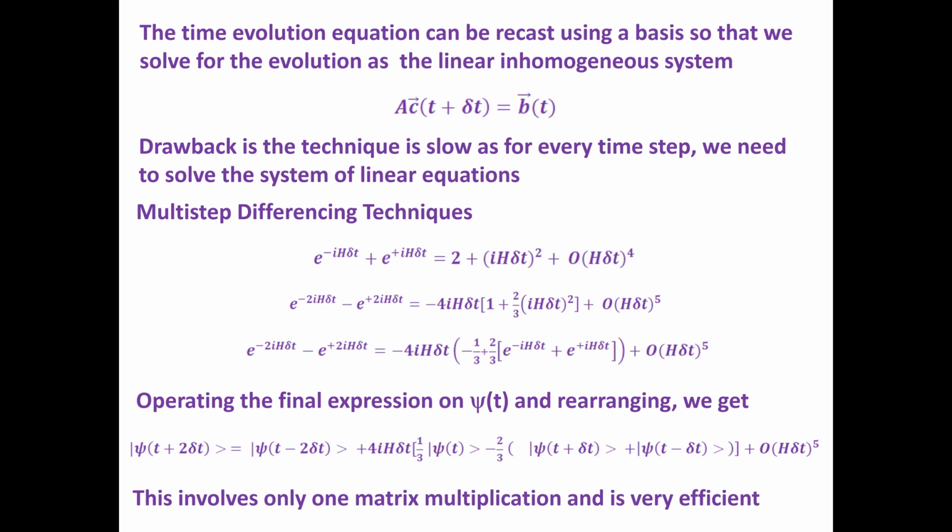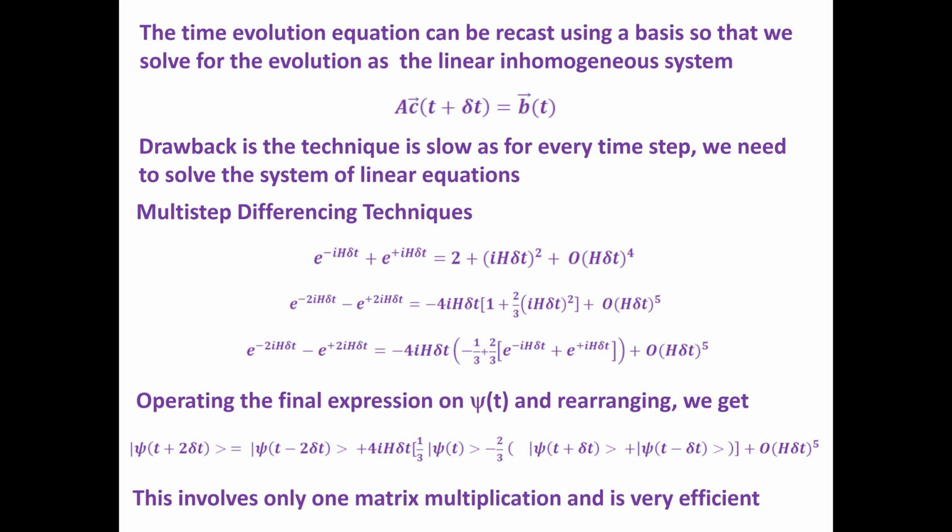So you substitute from here into this thing, then what you will get is a technique known as the 4th order multi-step differencing technique. So you take this and operate upon psi of t. What do you get? Psi of t plus 2 delta t, because 2 delta t is the time evolution that this operator is going to give you. And you take this one onto the right side, then operating upon psi of t, you will get psi of t minus 2 delta t.